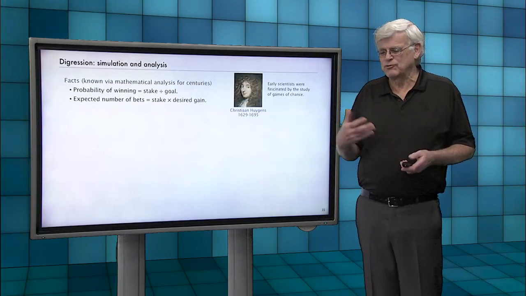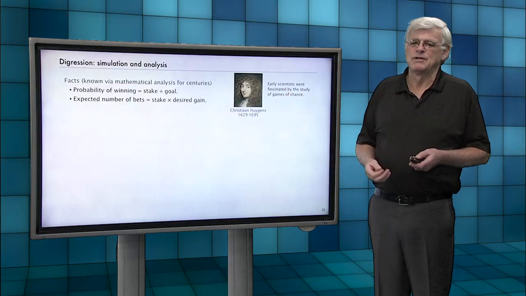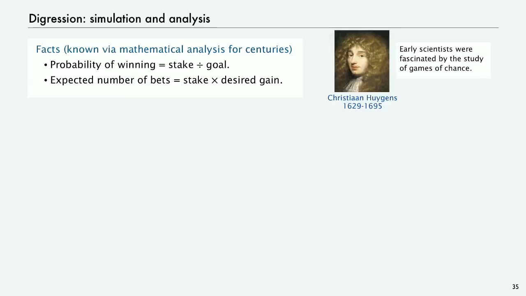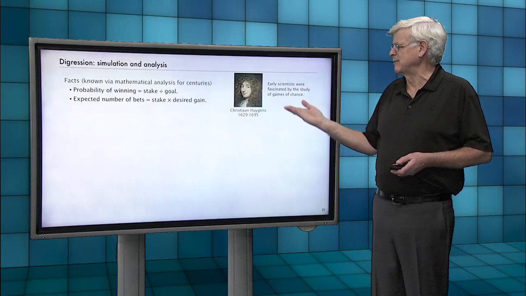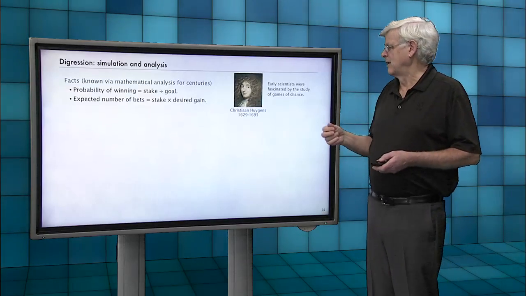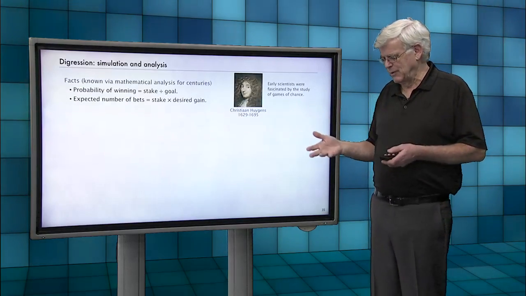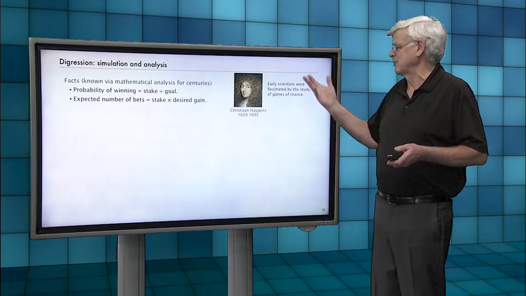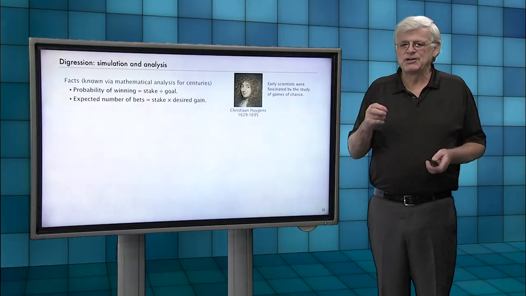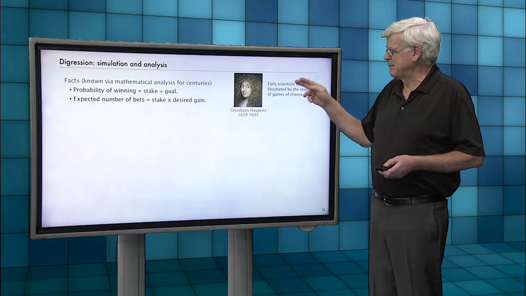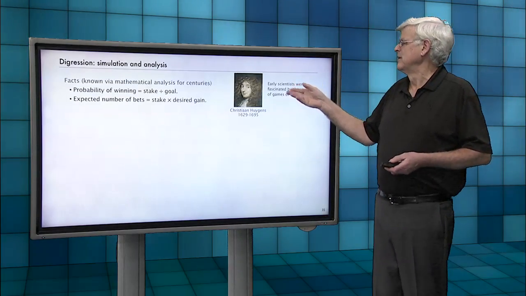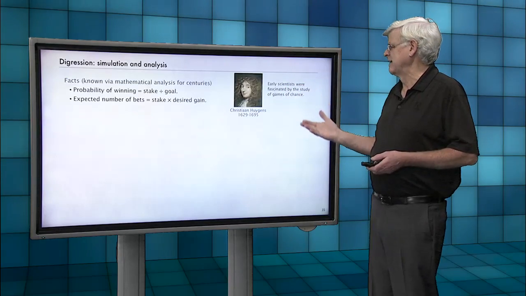Now, actually, this particular problem has been known for centuries, back to the 17th century, that you can do mathematical analysis to prove that the probability that you're going to win is the stake divided by the goal. In our case, with a stake of 5 and a goal of 25, that's a 1 in 5 chance of winning, or 20%. And the expected number of bets that you're going to have to make to either win or lose is going to be stake times the desired gain.